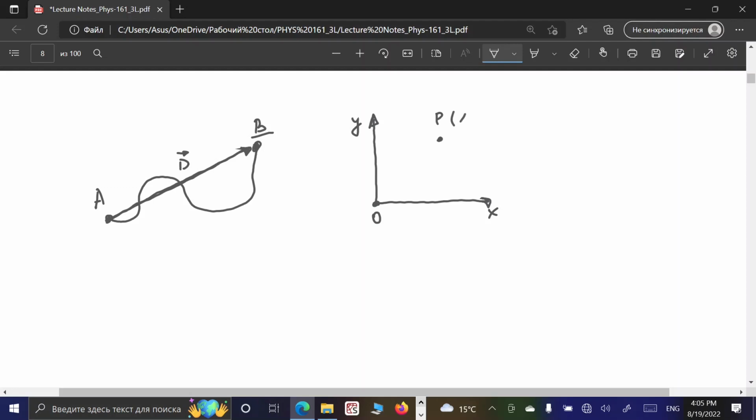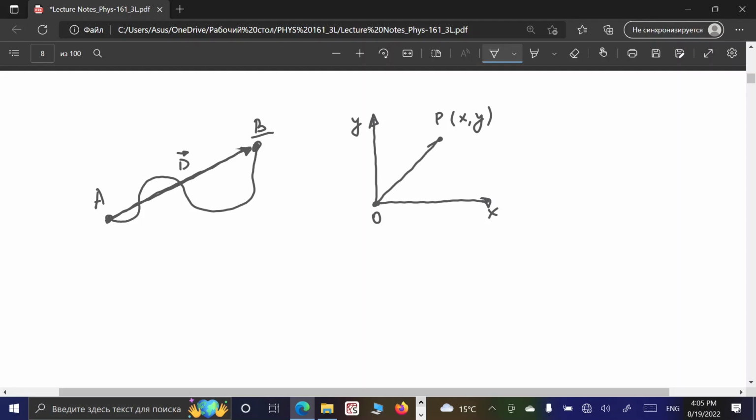So we can define it with some x coordinate and y coordinate. Within this system of coordinates, these 2 numbers define the position of this point P. Now, there is another option, which is quite often applied, to define this position of point P, and that is the so-called polar system of coordinates. So what does it mean?